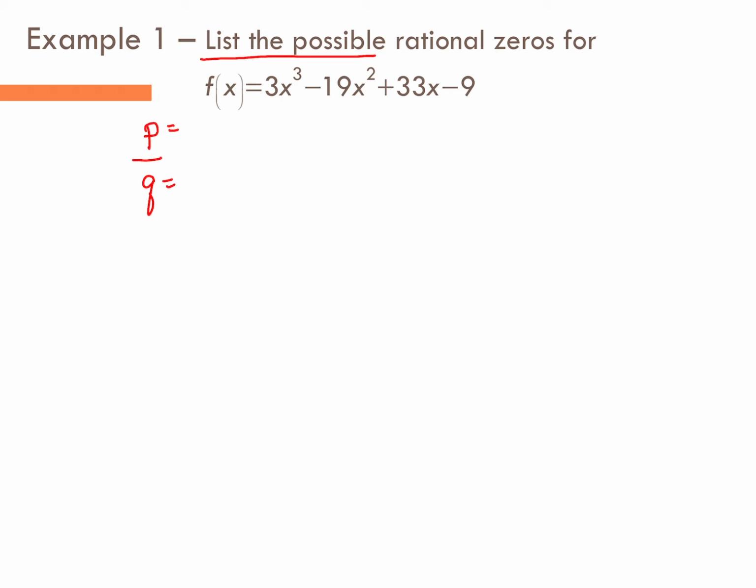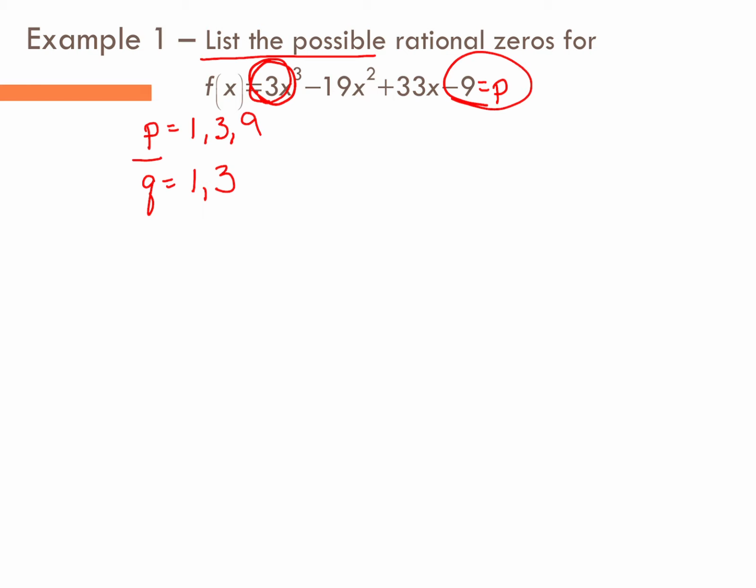So P is factors of 9. So this is what we're going to use with our P. So what are factors of 9? Numbers that go into 9. Well, 1 goes into 9, 3 goes into 9, and 9 goes into 9. That's it. Factors of Q are factors of this number 3 right here. Well, what goes into 3? Just 1 and 3.